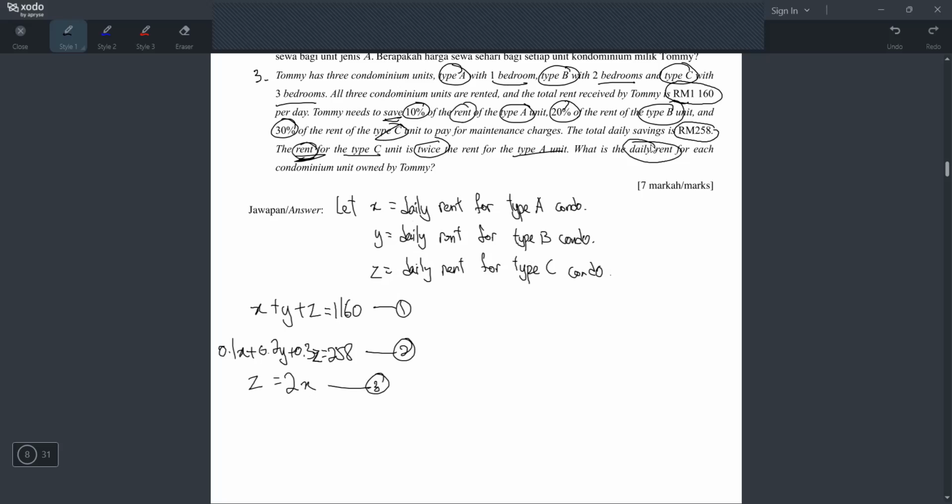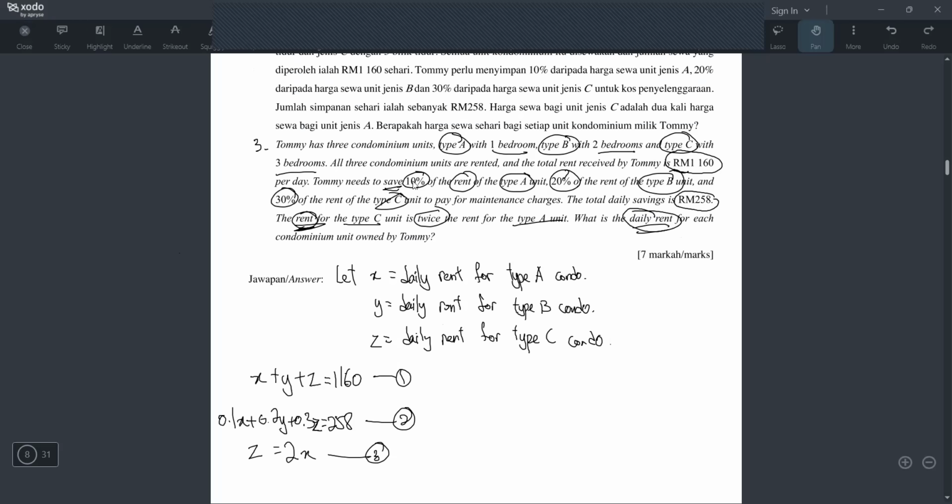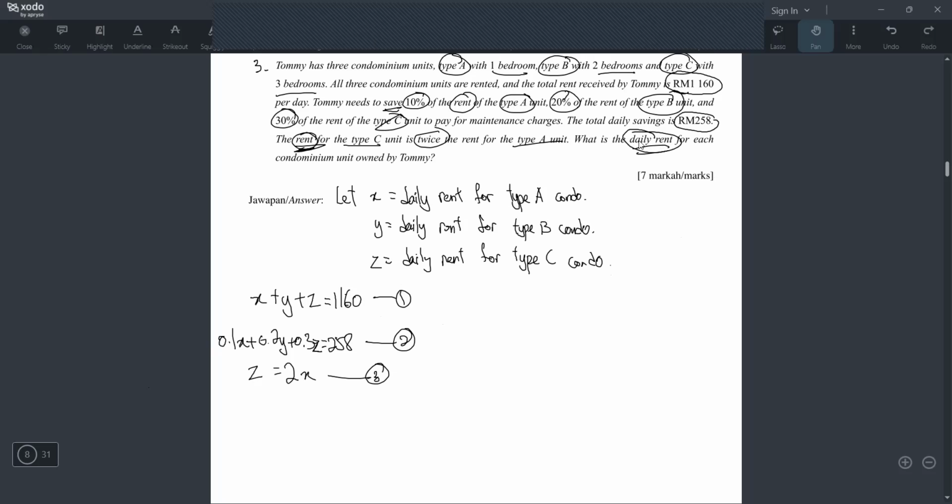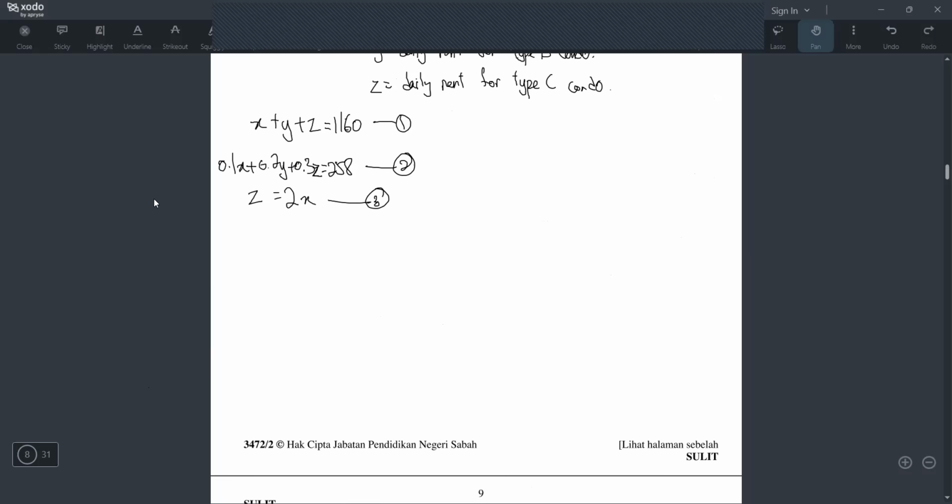And now, what is the daily rent for each condo unit found by Tommy? It means I'm finding XYZ, because I already let XYZ equal the daily rent for each condo. So remember, my tip for you is when we do this kind of simultaneous equation question, always see what the question wants first. Because once you know what you want to find, then only you know which one is the X, Y, and Z, right? Then only you can write your equation easily. Because what we do is we let what the question wants become XYZ, and then we just find XYZ, right?